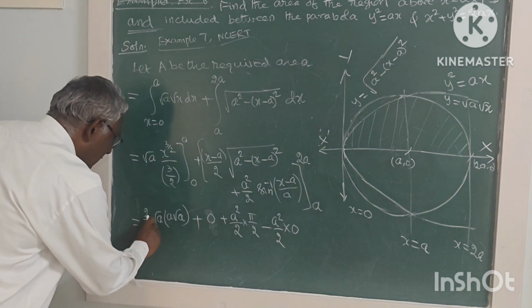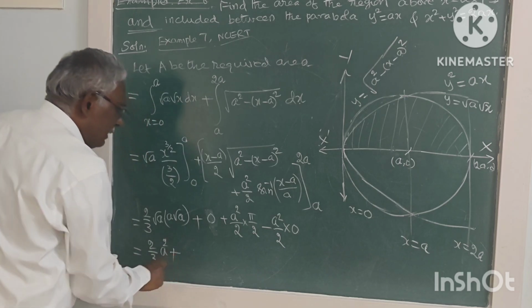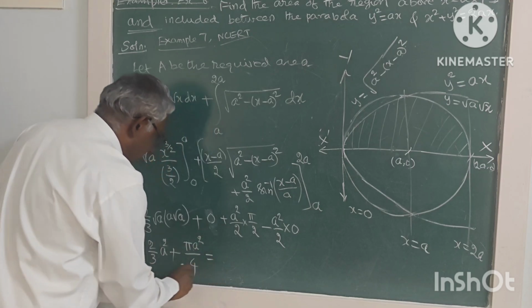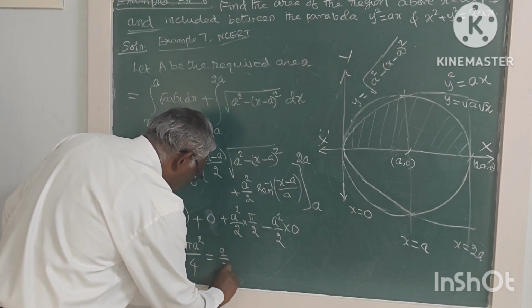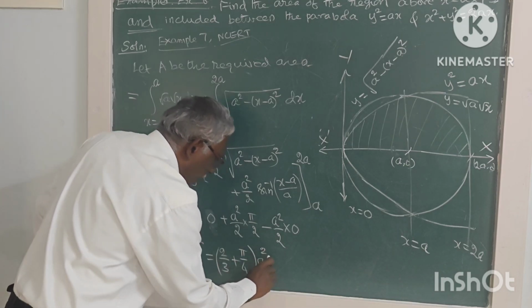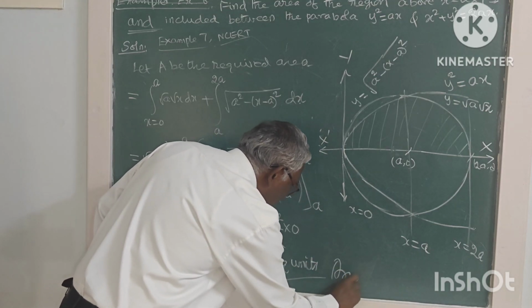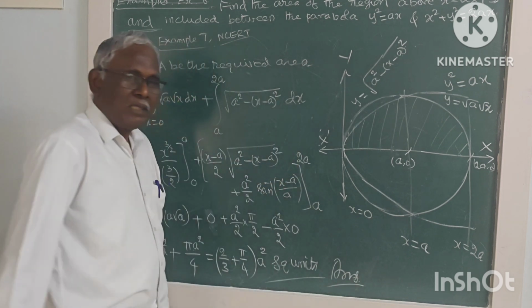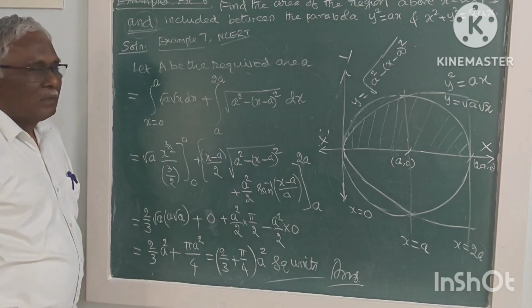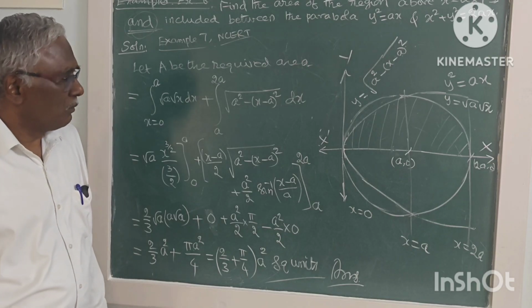So answer will be 2 by 3 times a square plus pi a square by 4. So (2 by 3 plus pi by 4) a square units. So this is the answer. By adding 'and', the problem becomes completely different from what we had done earlier.